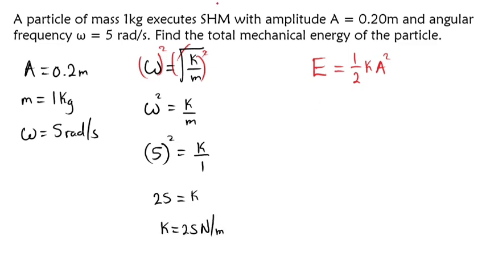So to find the total mechanical energy, we'll say this equals half. K is 25 and our amplitude is 0.2. And we have to square this. So 0.2 squared multiplied by 25 multiplied by half. This gives us total mechanical energy of 0.5. Now this is energy, so we can say 0.5 joules.